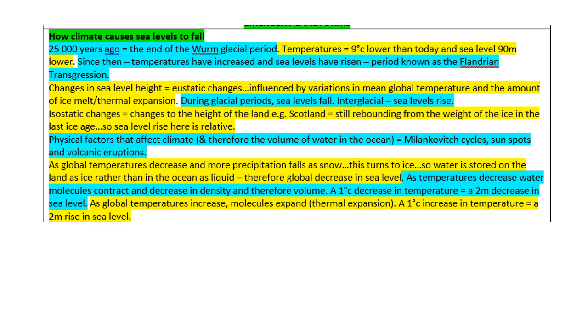Also, as temperatures decrease, the water molecules themselves contract and increase in density. And so this is the opposite of thermal expansion. This is thermal contraction. So a 1 degree fall in temperature will lead to a 2 metre decrease in sea level.